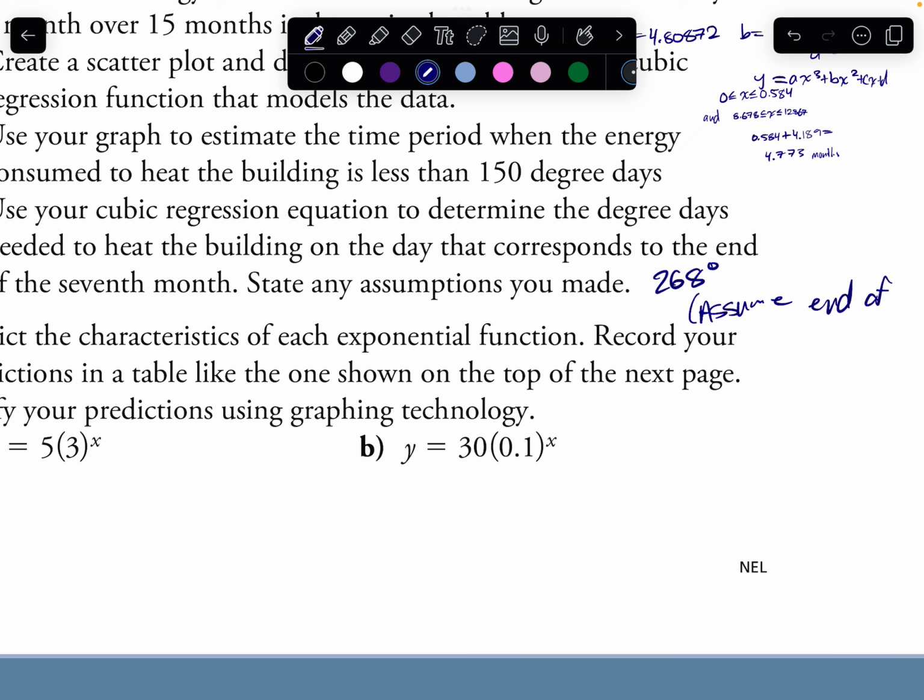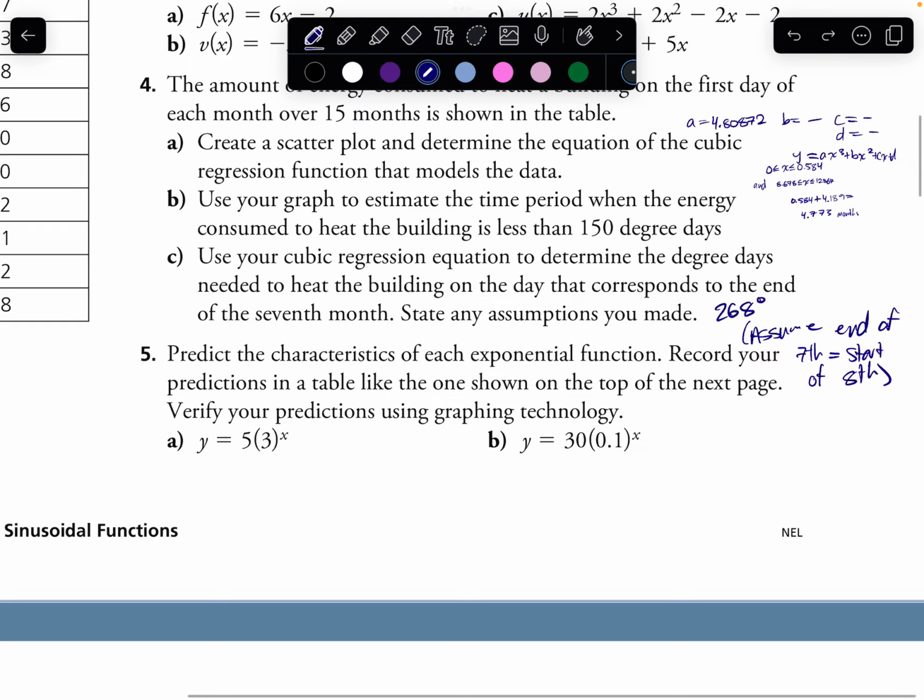End of 7th equals. Because it says state any assumptions you made. Okay, predict the characteristics of each exponential function. Record your predictions in a table like the one shown on the top of the next page. Verify your predictions using graphing technology.